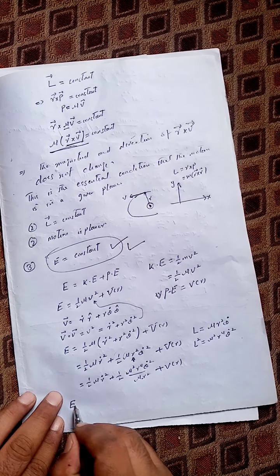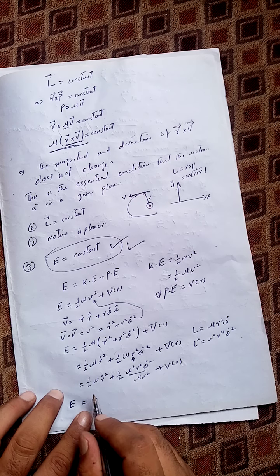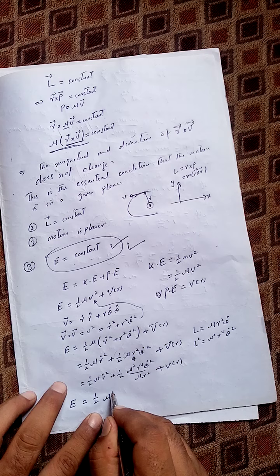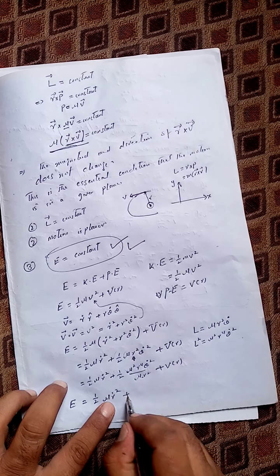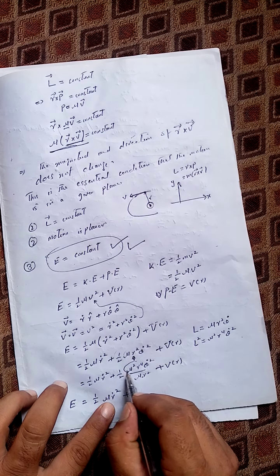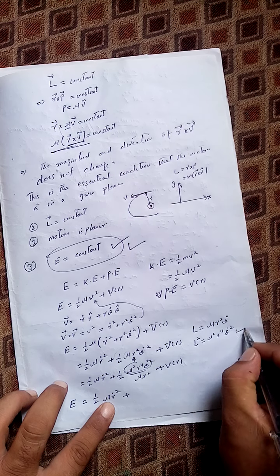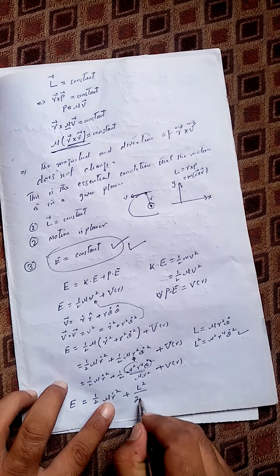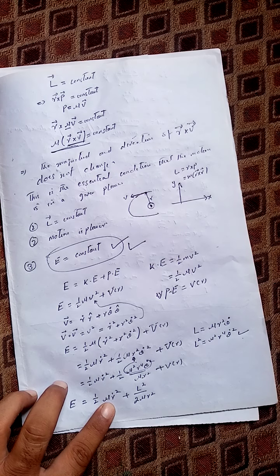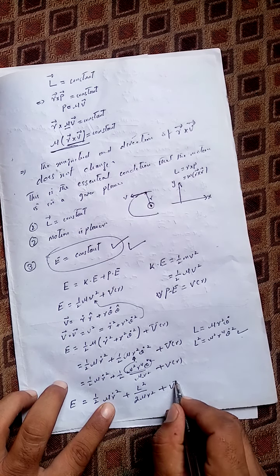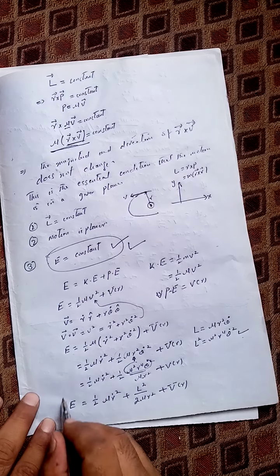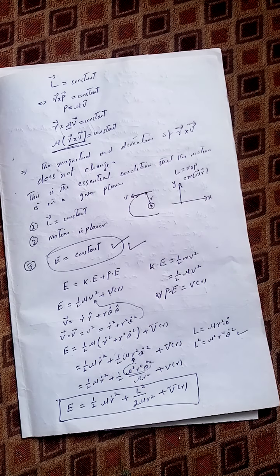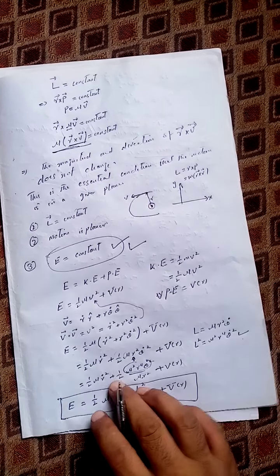E, the total energy of the particle in a central force field, is equal to 1 over 2 mu r dot square plus, now mu square r to the fourth theta dot square is L square, so we have L square over 2 mu r square plus V of r, the potential energy. This is the expression for the total energy in plane polar coordinate systems.